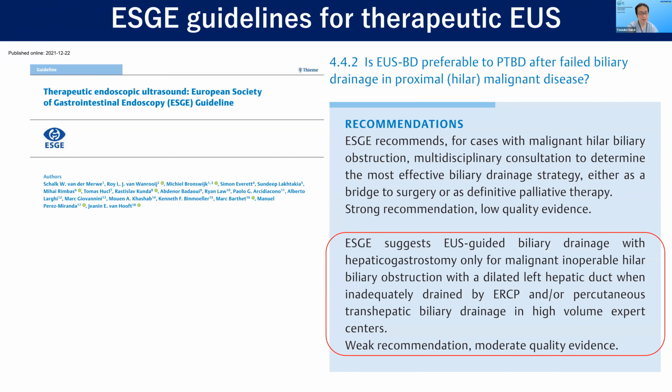This is a very recent guideline from ESGE, which was published just last month. And they suggest EUS-BD when we fail ERCP or PTBD in high-volume centers. But there are not so many reports, so it's just a weak recommendation.